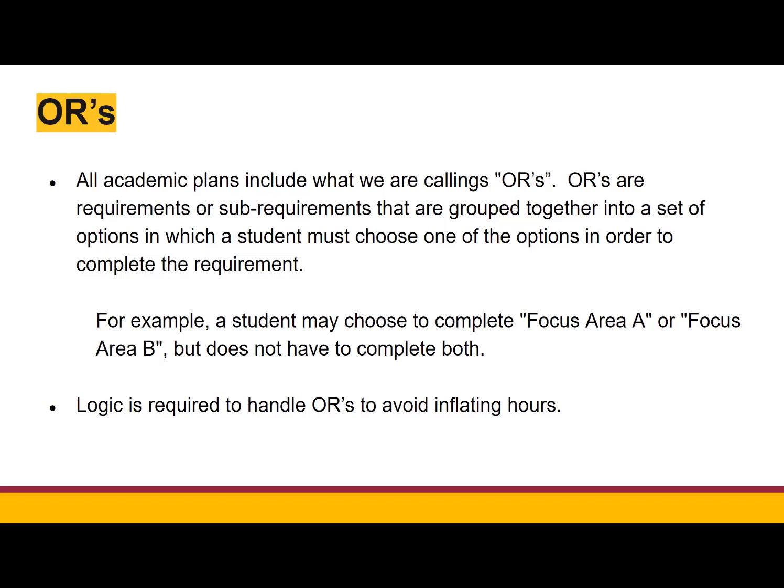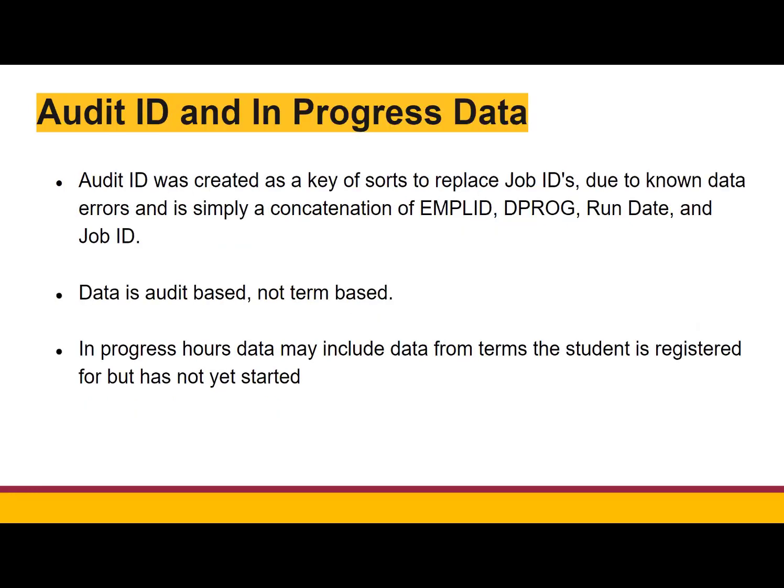And where the problem lies is all of the options are listed in the data. So this causes the hours to become duplicated and inflated. And so we need logic to handle those ORD requirements to unduplicate those hours. Okay, audit ID. And I mentioned the job ID issue. So audit ID was created as a way of correcting that issue. And it's a key of sorts which replaces job ID. And it's basically a concatenation of the EMPL ID, the DPROG, the run date, and the job ID.